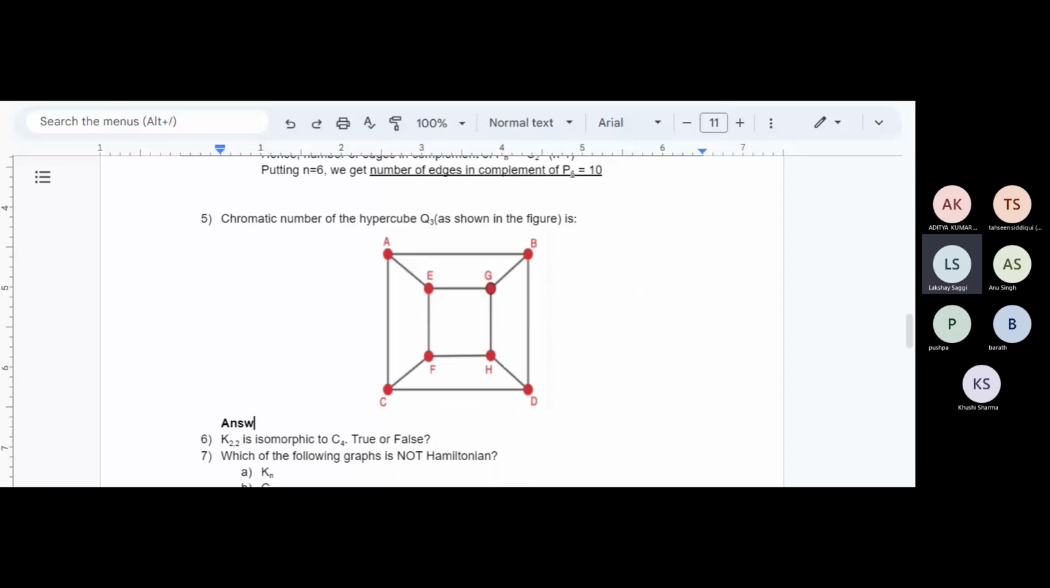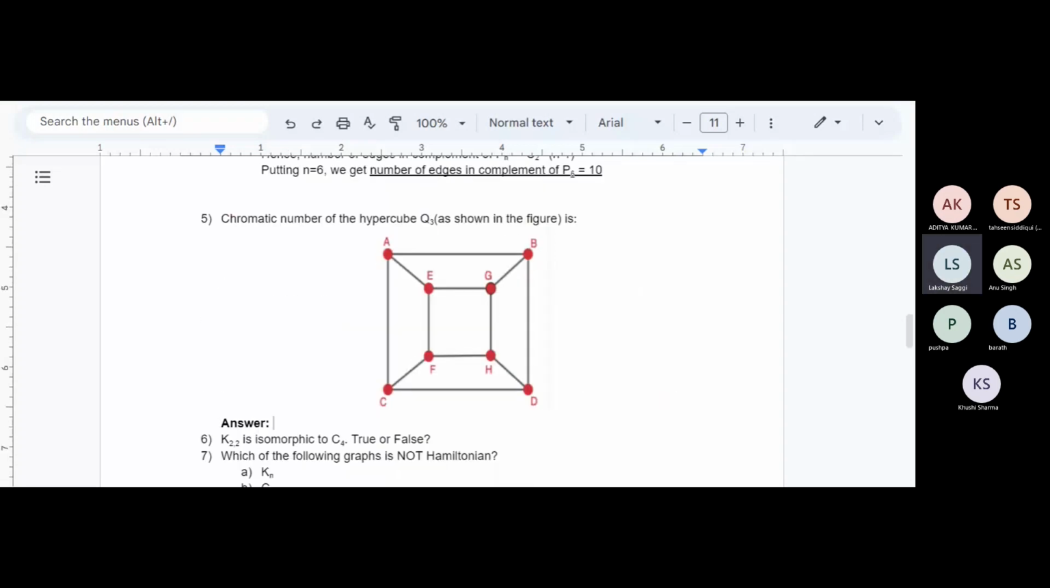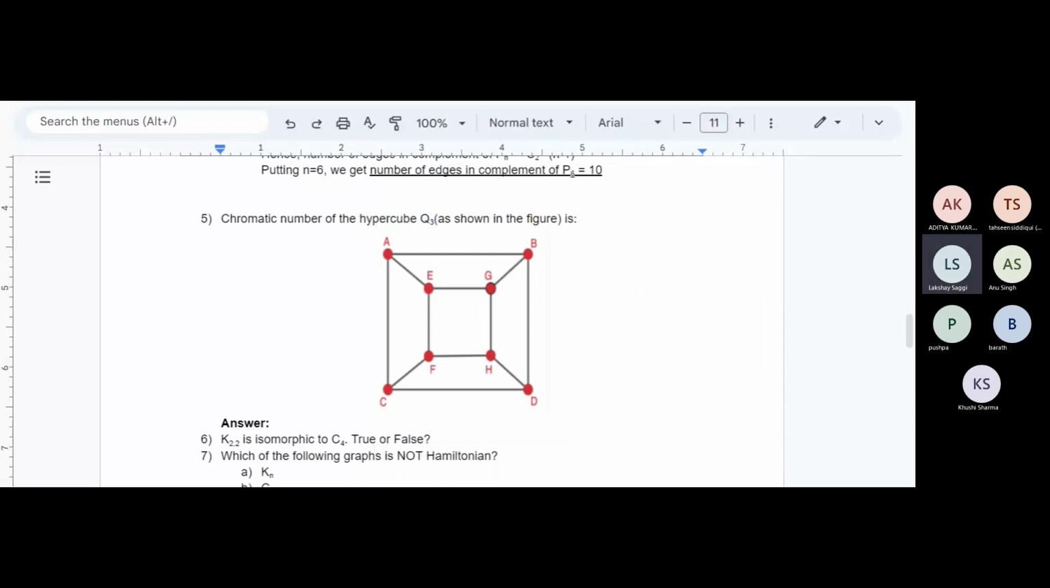Now coming to the sixth question. The sixth question is asking us the chromatic number of the hypercube Q3. You don't necessarily need to know what a hypercube is. Just assume you have been given this graph, as shown in the figure, and you just have to tell what would be the chromatic number for this graph.